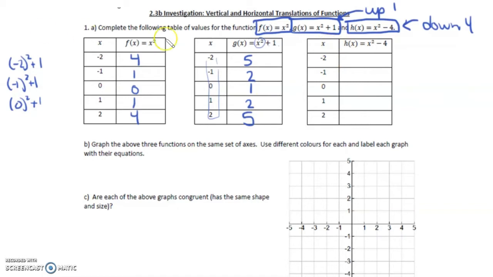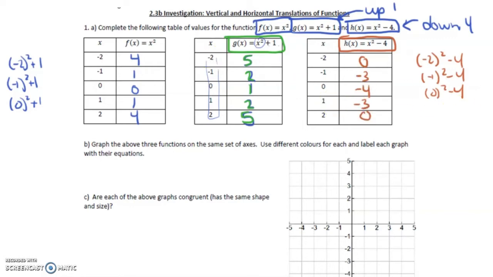Oh, I'm going to color coordinate this. This is now going to be green. That looks better. Okay, and this one's going to be red. h at x is going to be x squared minus 4. So again, if you want to take your x values and plug them in, negative 2 squared minus 4, negative 1 squared minus 4, 0 squared minus 4. What we're going to come up with are the points 0, negative 3, negative 4, negative 3, 0.